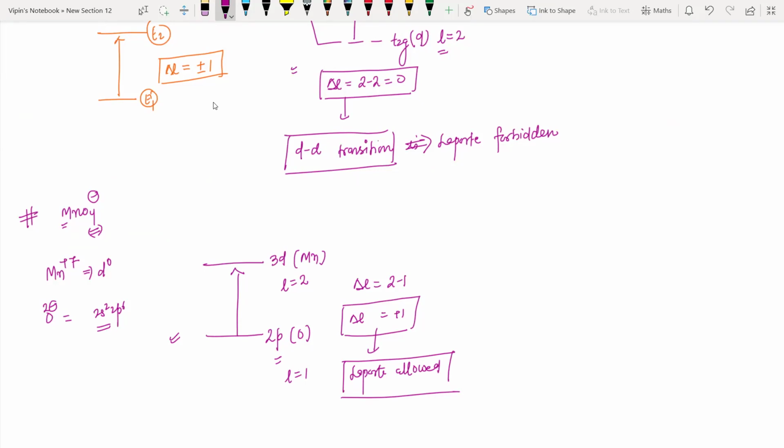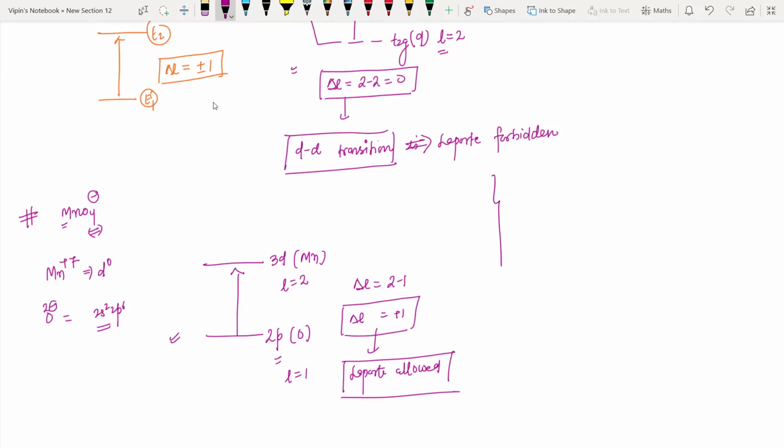More absorption means more photons are absorbed by the particular complex. The more light absorbed by the complex, the more will be the reflected light also. It means the color of the particular complex will be more intense, because the more the intensity of reflected light, the more intense will be the color. Right? So here, in the case of the Laporte selection rule, the P to D transition is allowed.